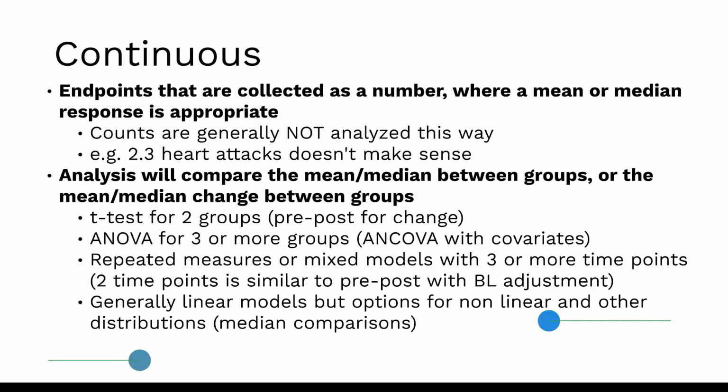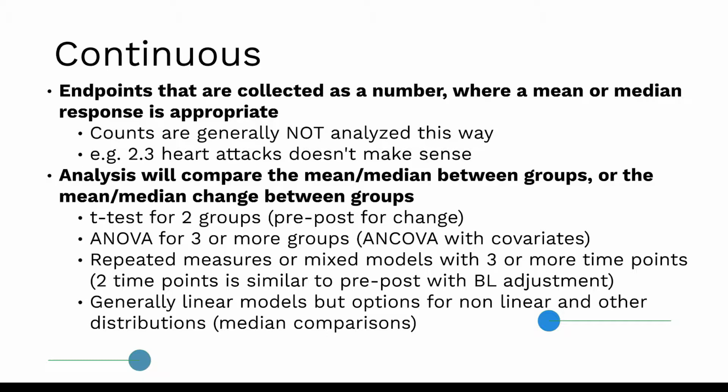Our analysis, when you have a true continuous outcome, will compare the mean or median between groups or the mean or median change between groups. The simplest analysis here is a t-test for 2 groups, so basically a pre-post test. So we have the baseline measure, we have the post-intervention measure, we create a difference, we compare that difference to 0 to see if the difference is changed.